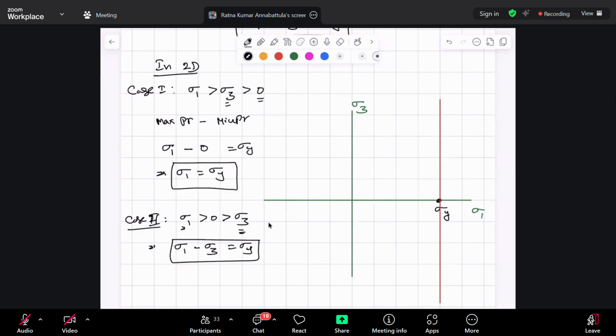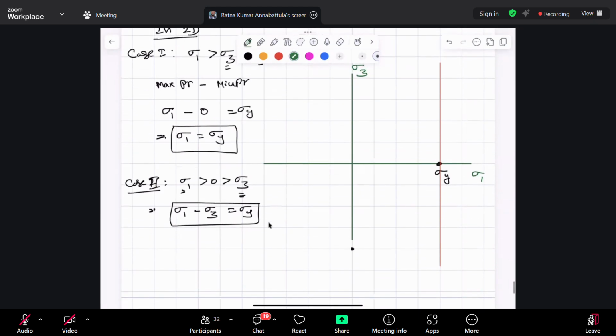Because if you identify 4, 1, 2, 3, 4. So this will be my sigma y, correct? This point is my sigma y. Now, the line should be sigma 1 minus sigma 3 is equal to sigma y. That will be this line.